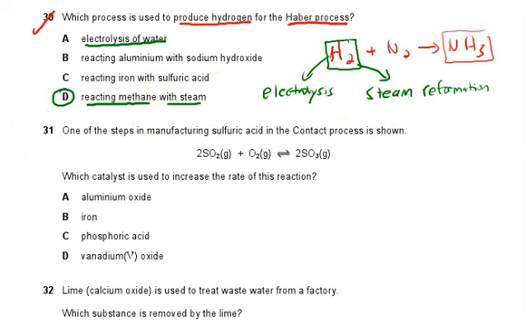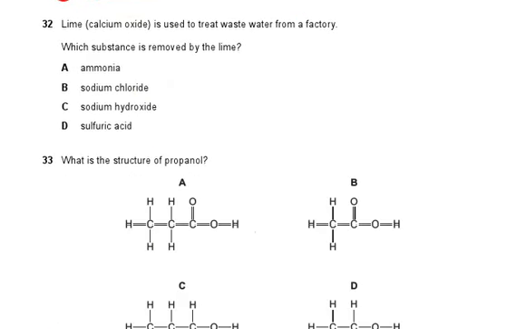Okay, now let us look at number 31. One of the steps in the manufacturing of sulfuric acid in the contact process is shown. Which catalyst is used to increase the rate of reaction? Okay, please remember for contact process you will have vanadium(V) oxide. Okay, this is a very straightforward question. We move on with question number 32.